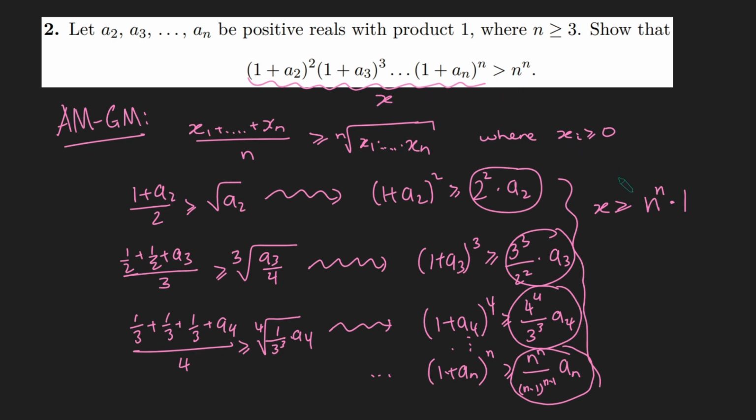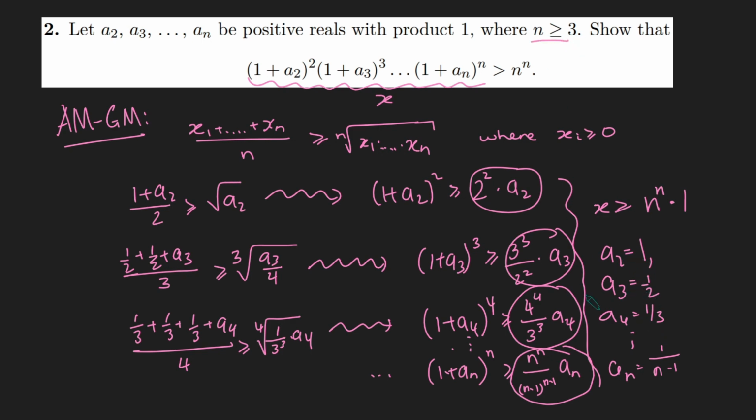And to see this, well, if x was equal to n to the n, we need all of these guys here to have equality. But that's impossible, because if we want equality here, we need these guys over here on the left side to have equality. But that would require a2 equals 1, a3 equals a half, a4 equals a third, and so on. And an would equal 1 over n minus 1. But this actually is impossible, because then when we multiply them together, we wouldn't get 1, unless n was 2. But n can't be 2 because n is at least 3.